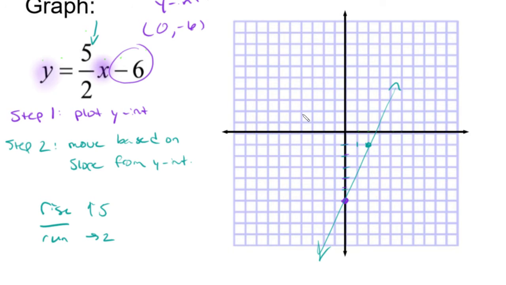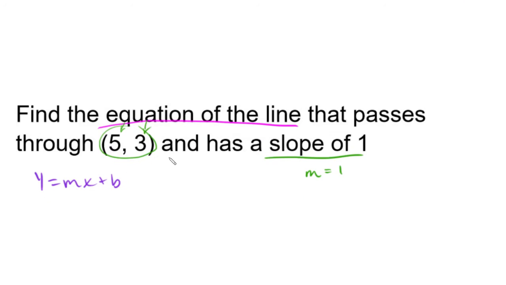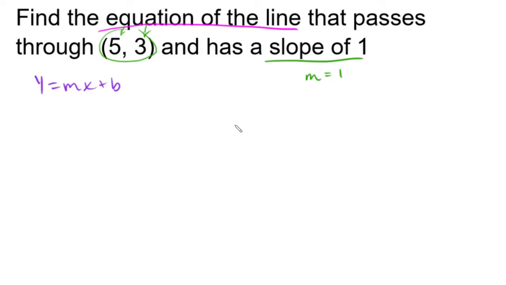So you can't just plug 3 into b and be done. You're not allowed to just say y equals 1x plus 3. Done, right? That is not allowed, because this number here is supposed to be the y-intercept, and this is not the y-intercept, okay?